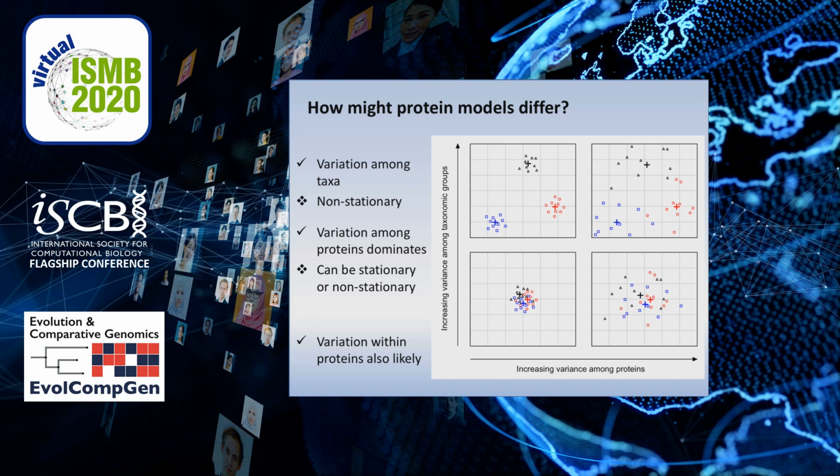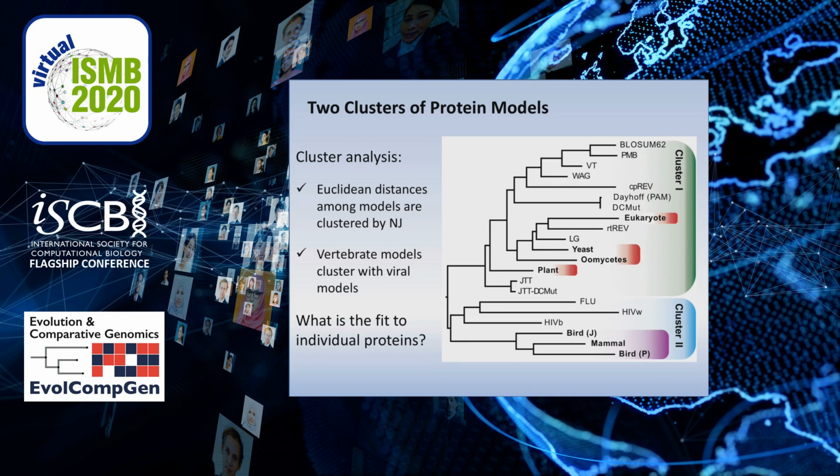To assess variance among clades, we can simply look at the distances among models. If we cluster models by the distances among those models, here's a midpoint rooted clustering diagram, we see 2 clusters. One comprising the vertebrate models, as well as previously published models for viruses that infect vertebrates, and then a second cluster that comprises all of the non-vertebrate models, as well as a wide variety of previously published models. Those previously published models were all trained on diverse proteins sampled from many different groups of organisms.